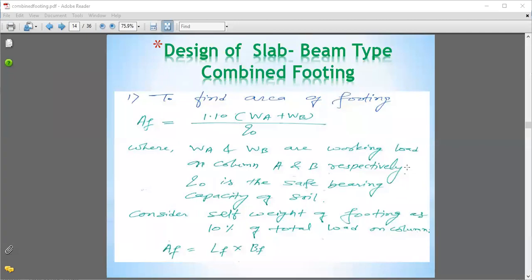Below this, Q naught is the safe bearing capacity of soil.